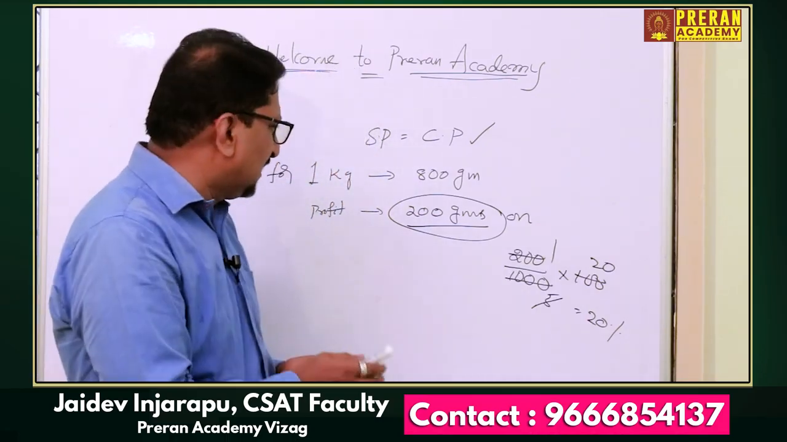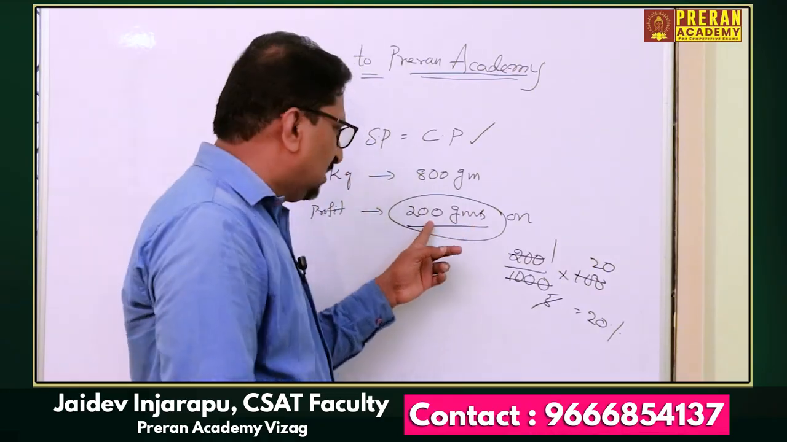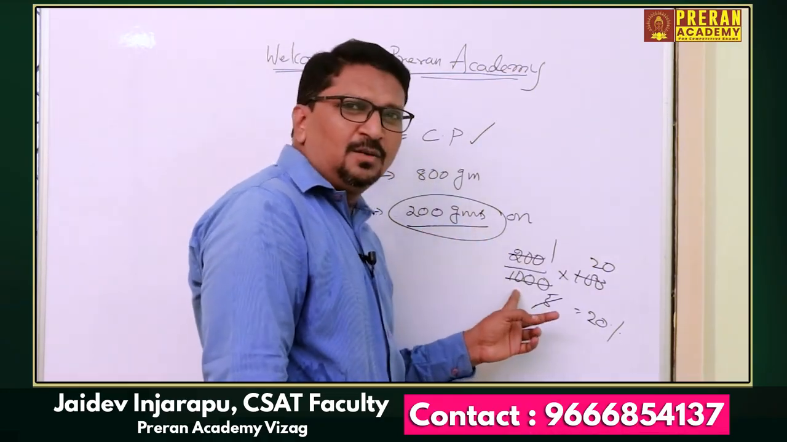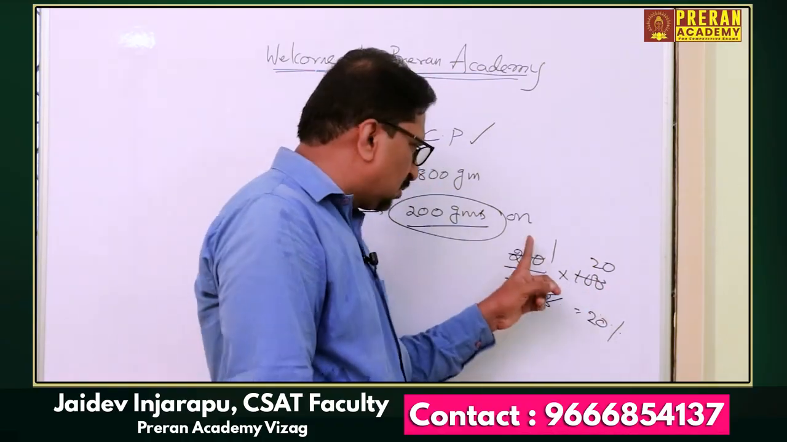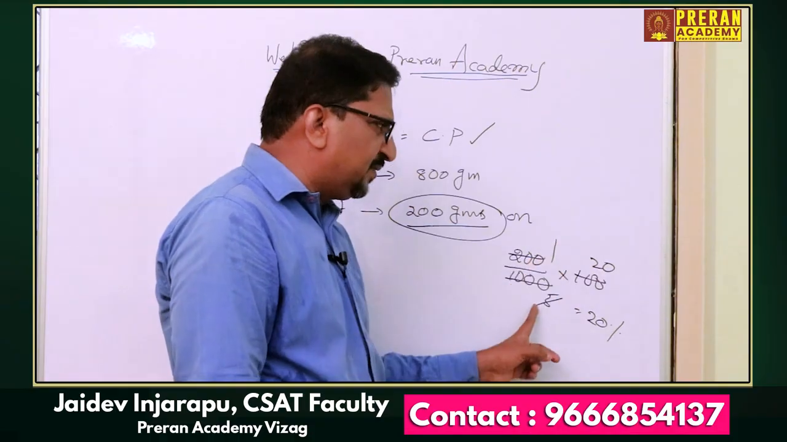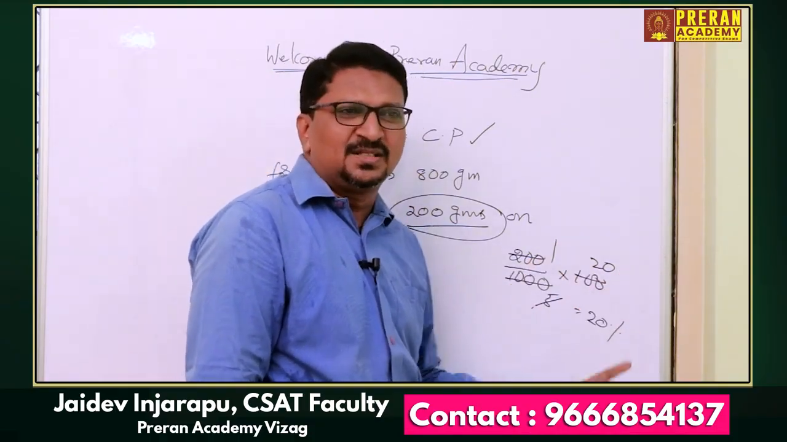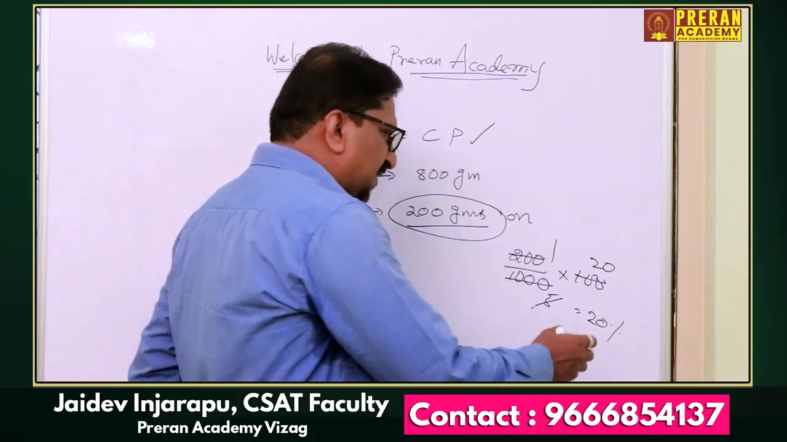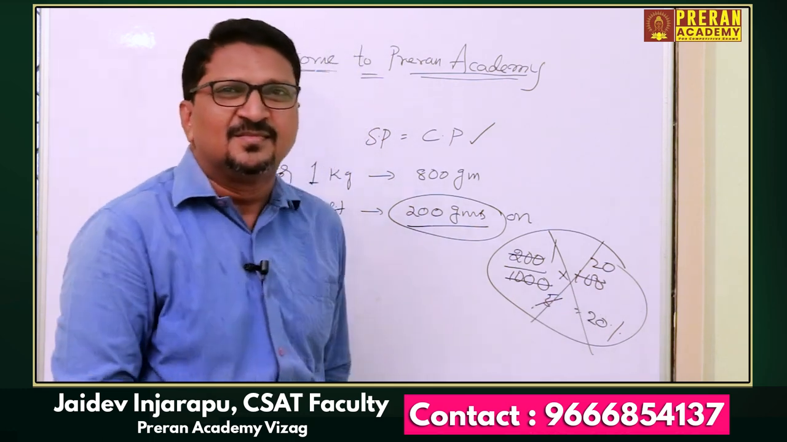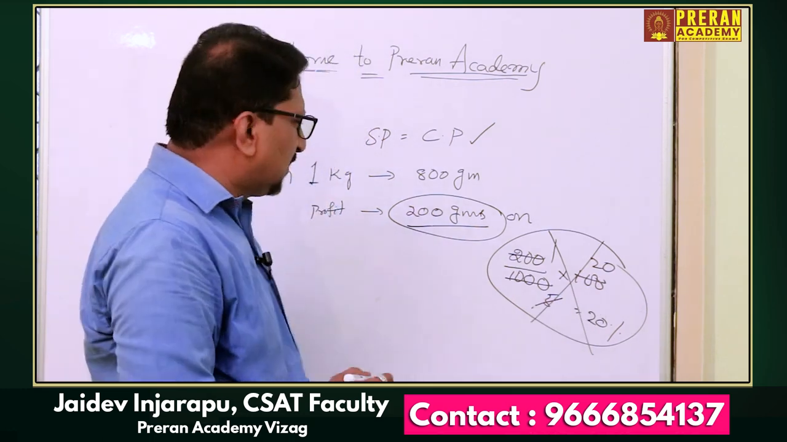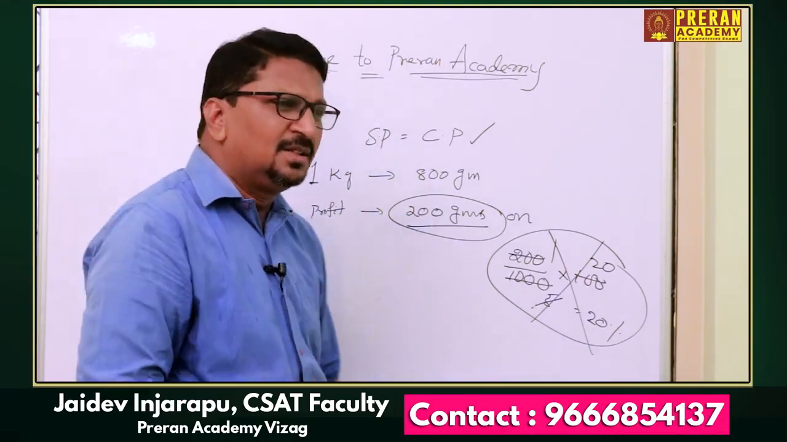I am repeating once again. He is getting 200 grams profit on 1 kilo. So the percentage means into 100. So 200 by 1000 means 1 by 5, into 100 means 20%. But my dear friends, this is wrong. This is a wrong calculation. Most of the people, the moment you see that, you will be doing the calculation like this only.